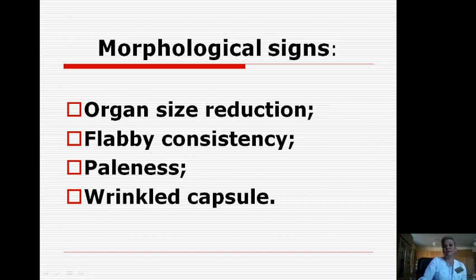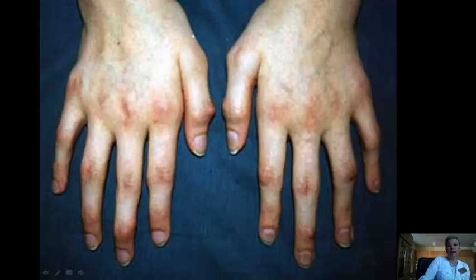Which morphological signs of ischemia? Organ size reduction. The organ decreases in size, has flabby consistency, pale color and wrinkled capsule. In this photo you can see a hand with ischemia, pale, cool, with ischemic pain. In this photo you can see hyperemia in the left leg, and ischemia in the right leg.